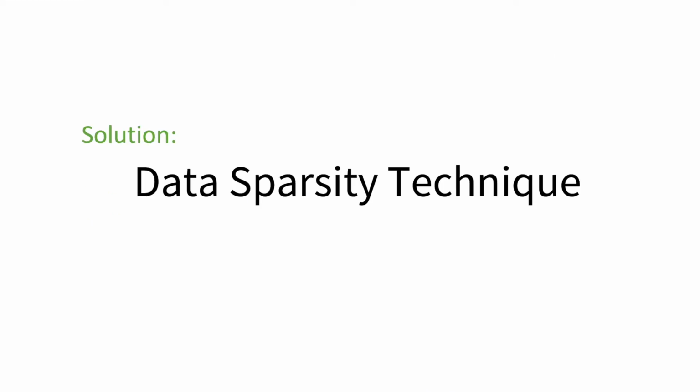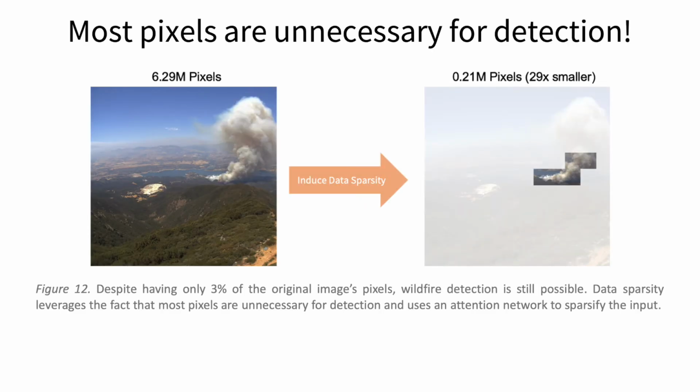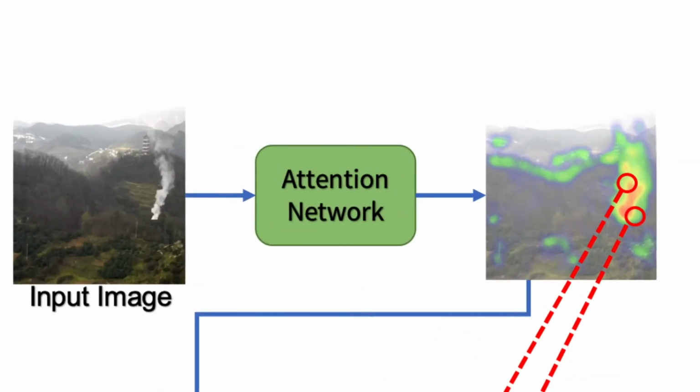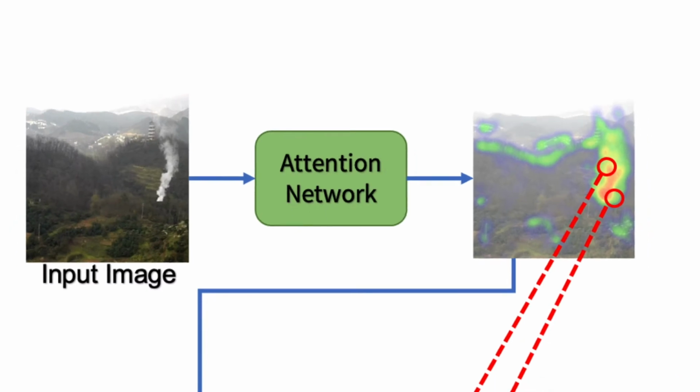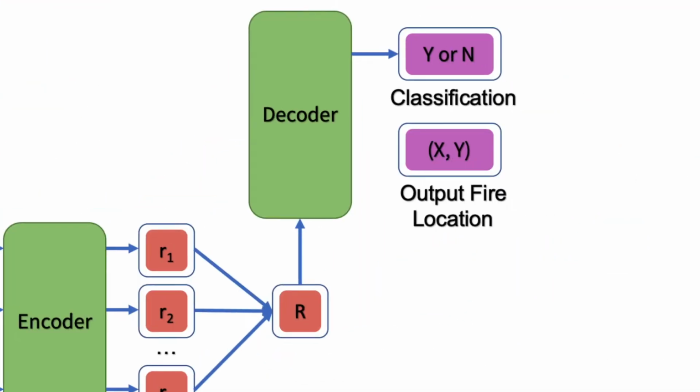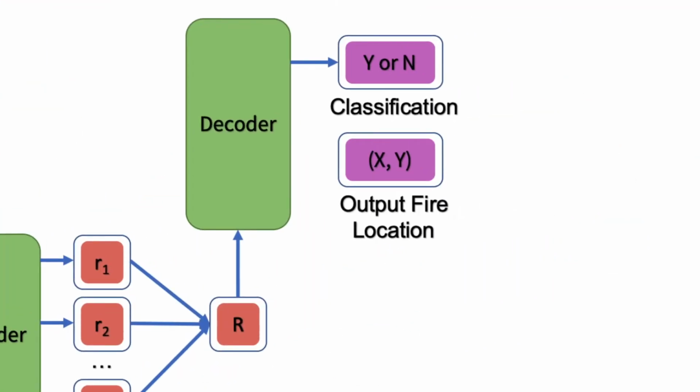To solve this, I developed a novel technique called data sparsity, which leverages the fact that most pixels in an image aren't relevant for fire detection. To induce this type of sparsity on the input image, I run the image through an attention network which produces a saliency map. Endpoints from the map are then sampled and then are run through an encoder and decoder network to output a classification and pixel coordinates of the fire.